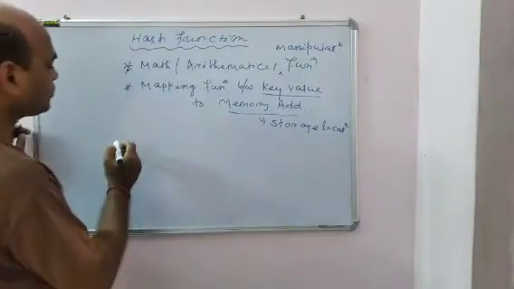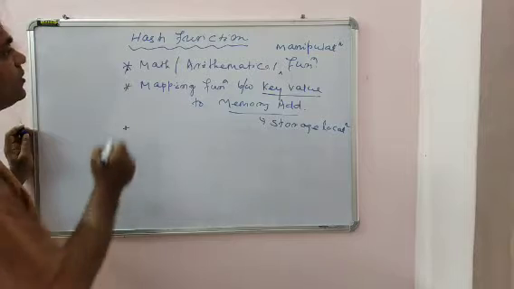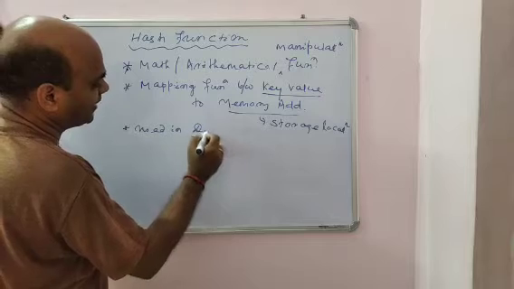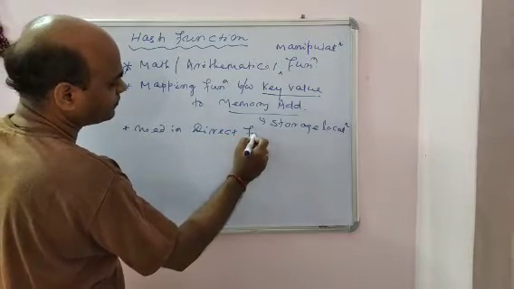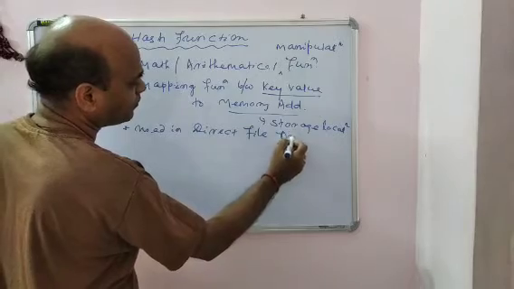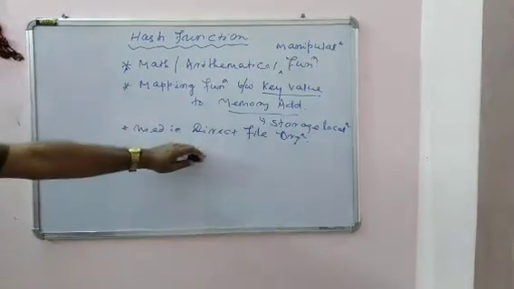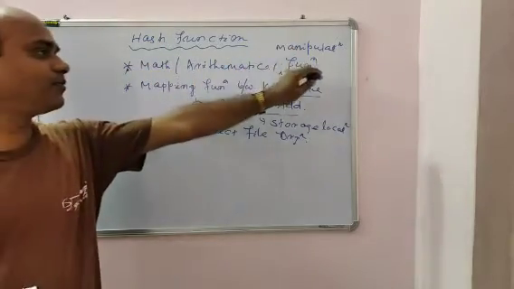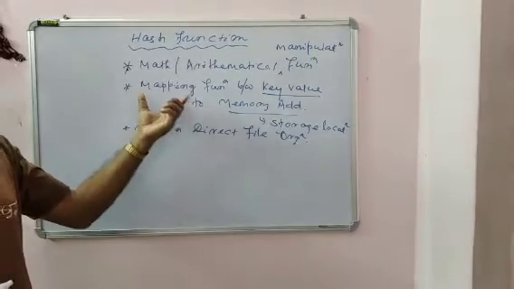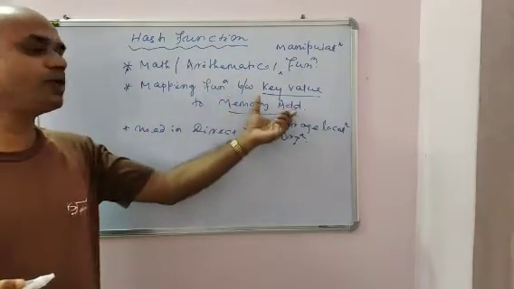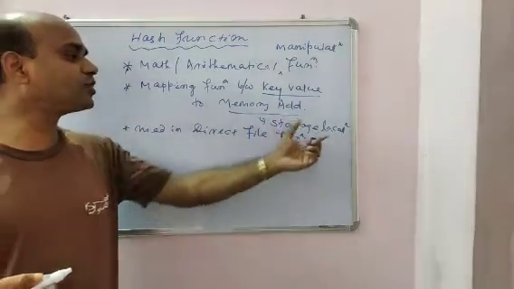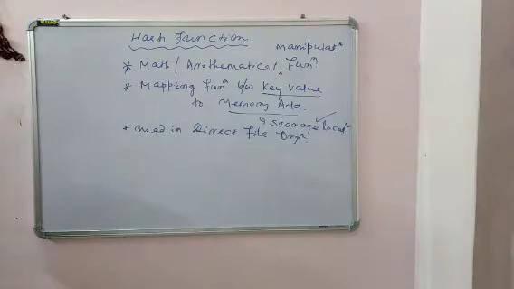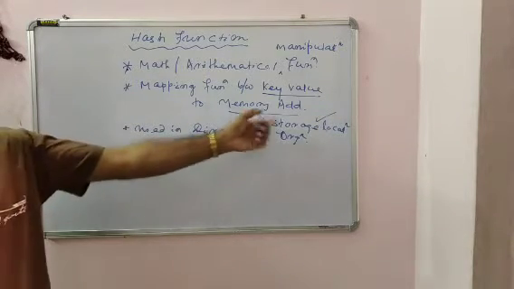So totally, this is the hash function used in direct file organization. This hash function is an arithmetical, mathematical manipulation function. It provides a mapping between a key value and the memory address. This memory address is nothing but the storage location of the memory. So this hash function provides a numerical value for this storage location.